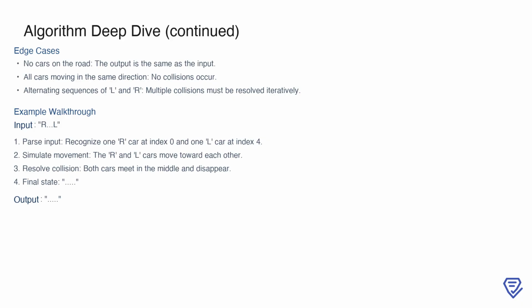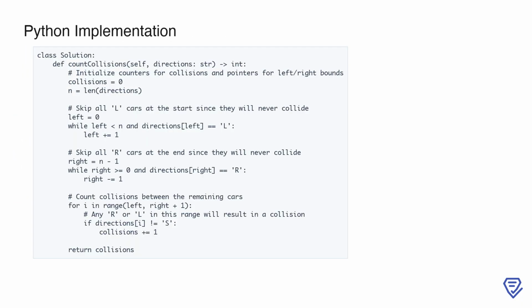Let's look at an example to solidify these concepts. Given the input R, GL, we first parse it to identify an R car at index 0 and an L car at index 4. As these cars move toward each other, they eventually meet in the middle. According to the rules, both cars disappear upon collision, leaving the final state as. Hence, the output for this input is. This solution efficiently calculates the number of collisions on the road by analyzing the string of car directions.